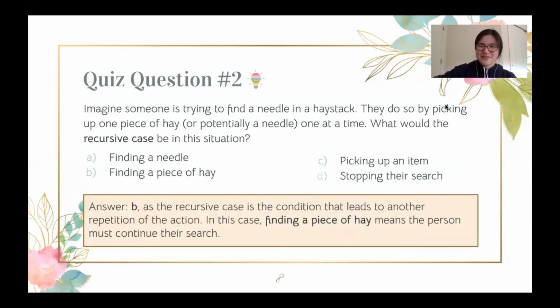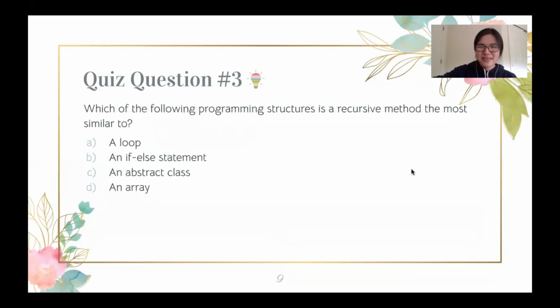All right, yep, so the correct answer is B. So basically, the recursive case is when you don't reach the base case. So if you don't find a needle, when you find a piece of hay, that's when you want to loop back and continue your search. Any questions about that quiz question?